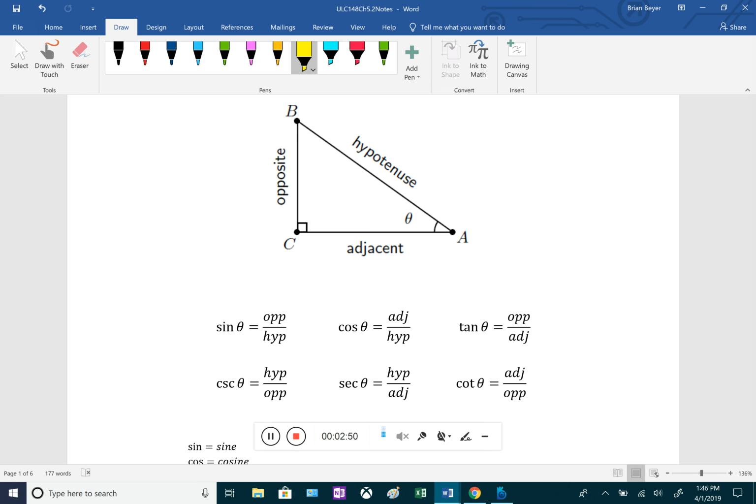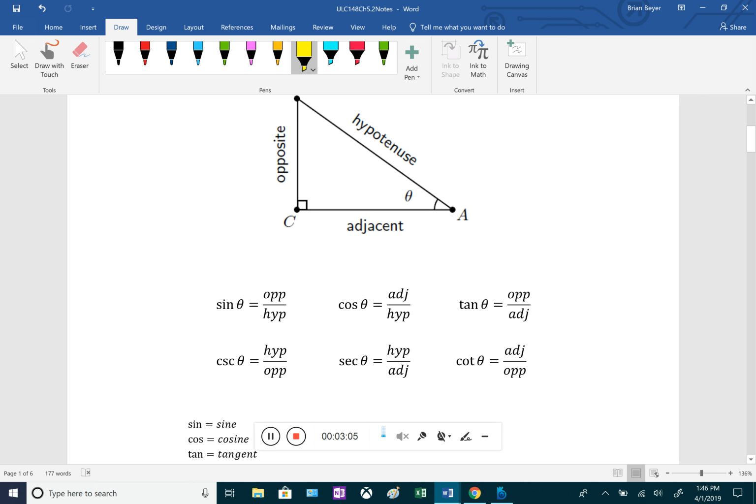You may notice I put them in this certain order on purpose. The main 3 are sine, cosine, and tangent. The other ones are just the reciprocal of the one above it. So sine and cosecant are reciprocals, cosine and secant are reciprocals, and tangent and cotangent are reciprocals.